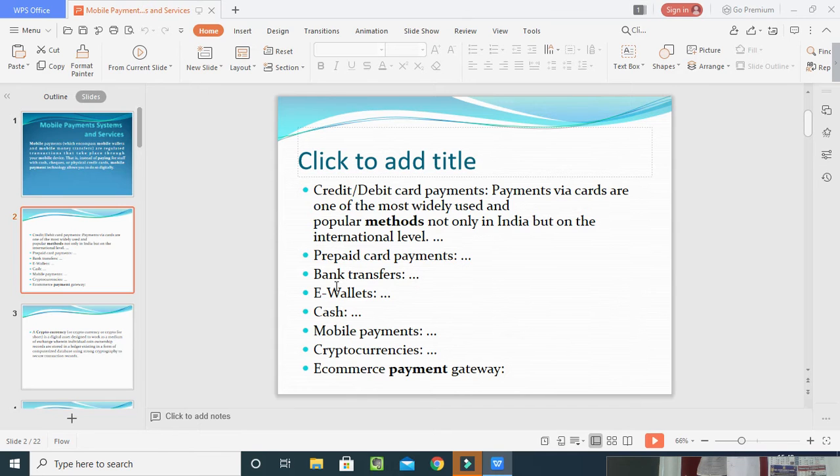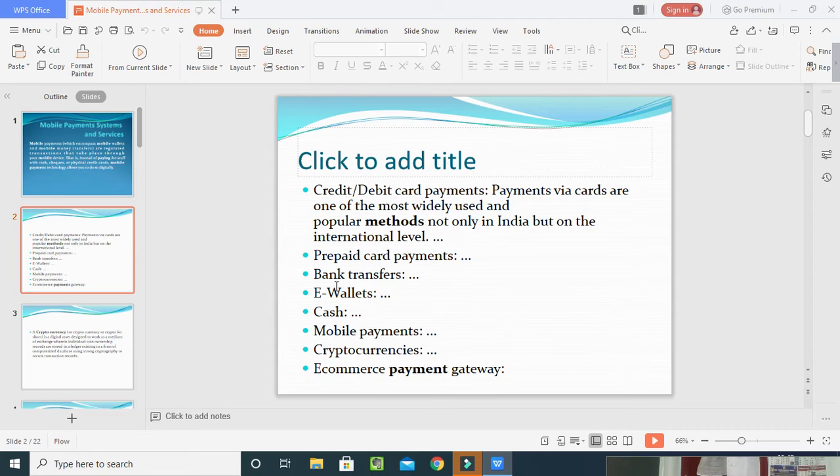Then checks came. All these things are physical evidence where they used to do the transaction. But now, in the past 5 to 10 years, many people are going with digital payment. That is nothing but mobile payments, and this is the mobile payment system. And we have different kinds of services like prepaid card payments. We can go for bank transactions, transfers, e-wallet, cash, mobile payments, cryptocurrency, e-commerce payment, e-commerce payment gateway.